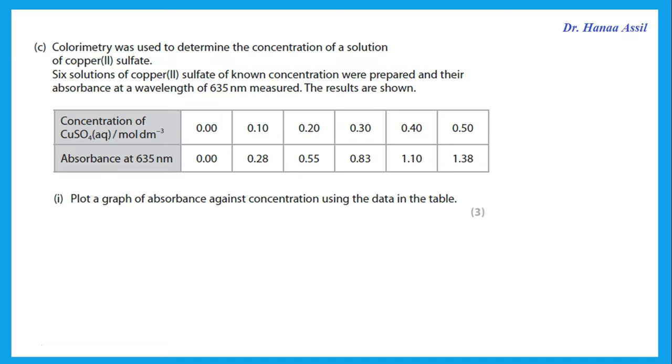Colorimetry was used to determine the concentration of a solution of copper 2 sulfate. 6 solutions of copper sulfate of known concentration were prepared. Their absorbance at a certain wavelength was measured. The results are shown. We are required to plot this information into a graph.